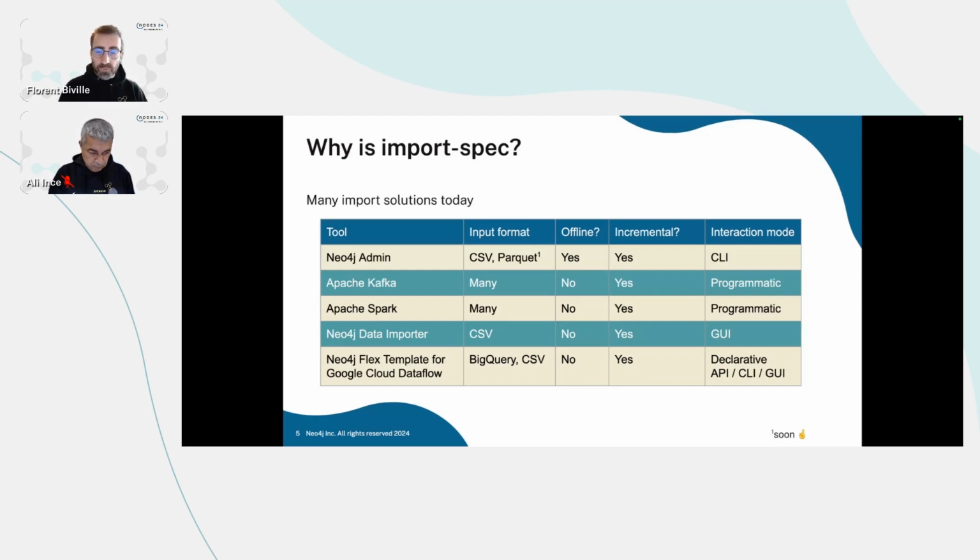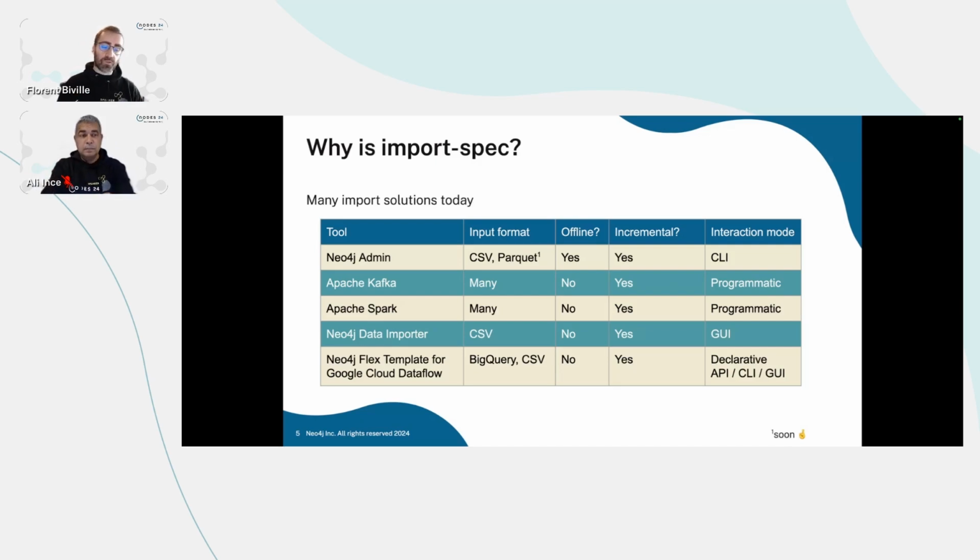Neo4j data importer, as you might know, is a graphical user interface that allows you to select CSV sources and map them to a graph and then run the import in the browser. So that does not support offline, but that supports online imports. And then another connector our team is working on, like Kafka and Spark, is a Neo4j template for Google Cloud Dataflow, which supports BigQuery sources and CSV sources at the moment, does not support offline, is incremental. And in that case, this one is declarative.